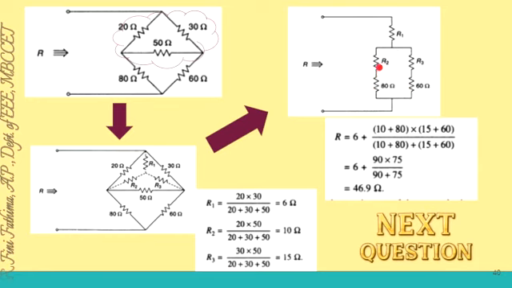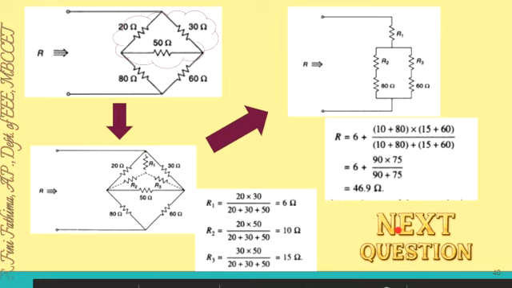From here we know that R2 and 80 are in series, and R3 and 60 are in series. R2 plus 80 is 90 and R3 plus 60 is 75. These 90 and 75 ohms are in parallel, so we find the parallel combination and replace it with a single resistance, which is in series with R1. So the answer is 46.9. We are moving on to the next question.